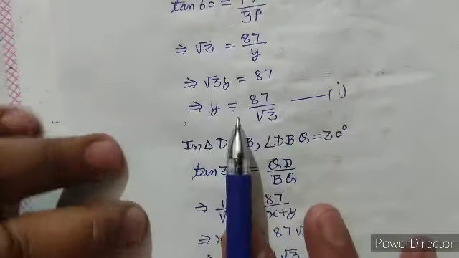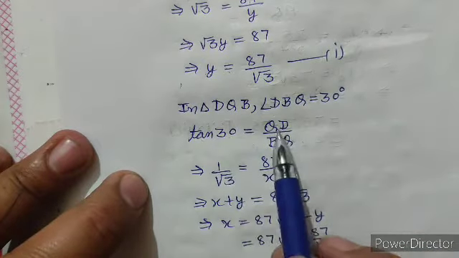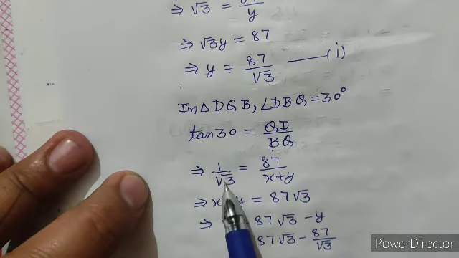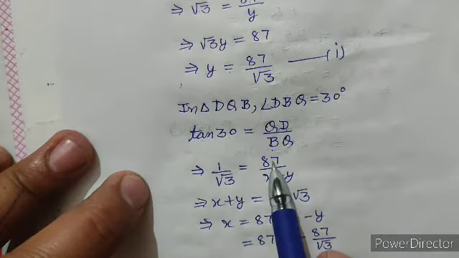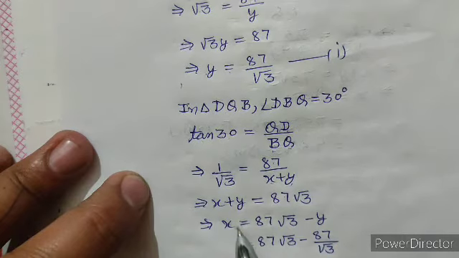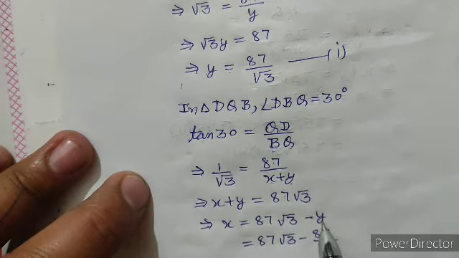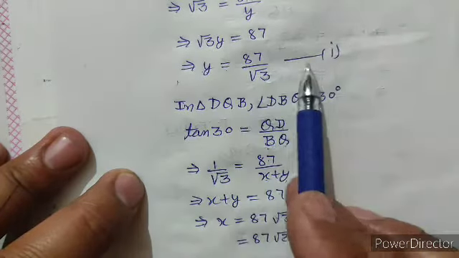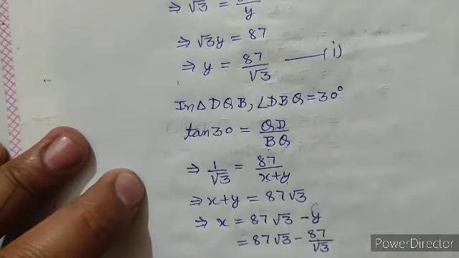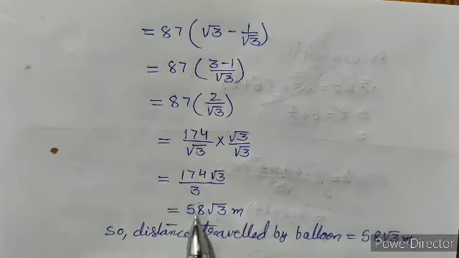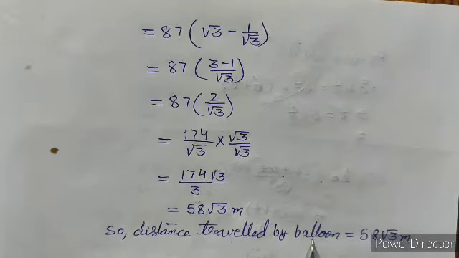So we can say that tan 30 will be equal to QD upon BQ. Now value of tan 30 will be equal to 1 by root 3. QD was equal to 87 meter and BQ will be equal to X plus Y, and this will give us the value of X as 87 root 3 minus Y. Now on putting the value of Y from equation first, that was 87 upon root 3, we are getting the value of X as 58 root 3 meter, which is the distance covered by the balloon.